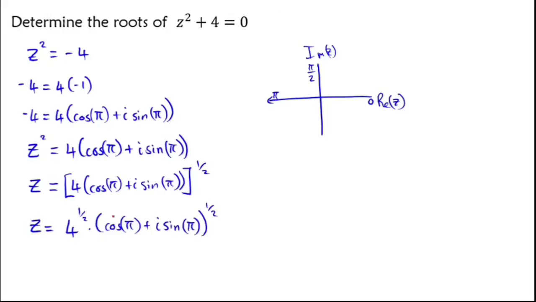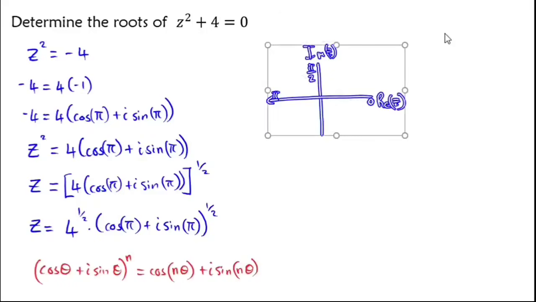Now, according to De Moivre's theorem, we know that if I have the expression cos theta plus I sine theta, and this is raised to the power n, then that n can multiply our theta like this, cos n theta plus I sine n theta. So if that's the case, that half will multiply my angle pi.